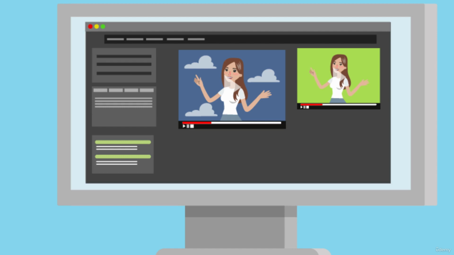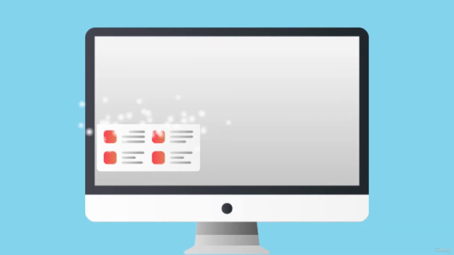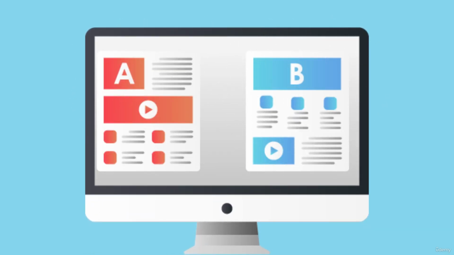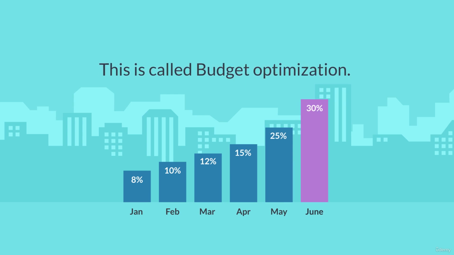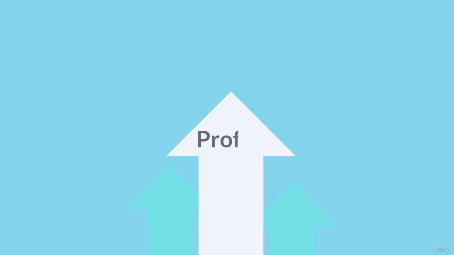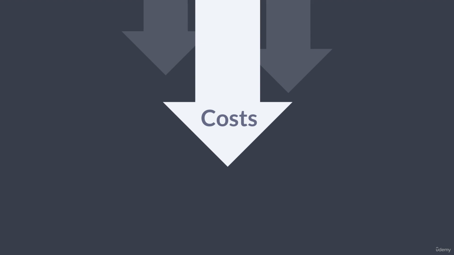When you create more ads inside one ad set within one campaign, Facebook can test these ads for you and help you in finding the one that is the best performing. This will greatly increase your efficiency. This is called budget optimization. Facebook will choose for you the best performing ad to help you to increase your profits and decrease your costs.